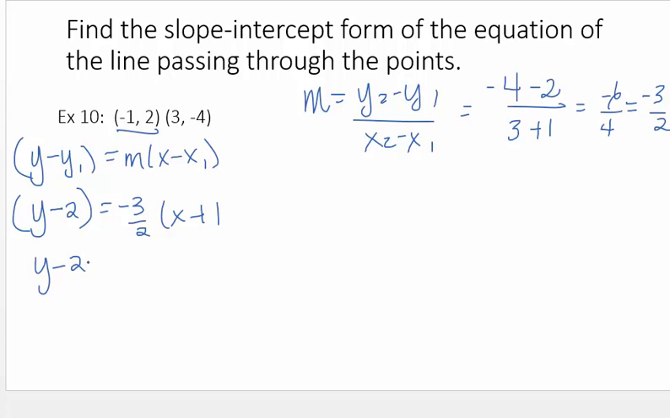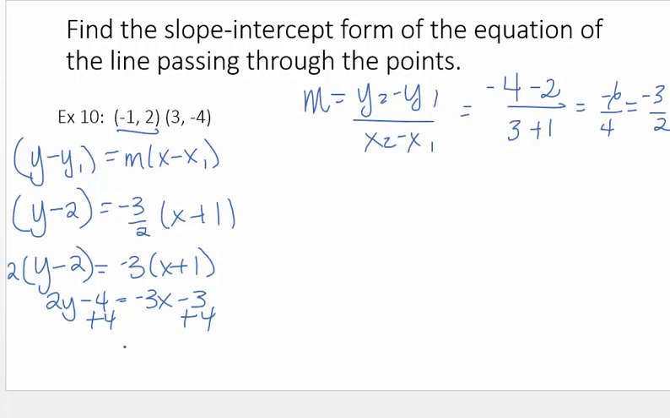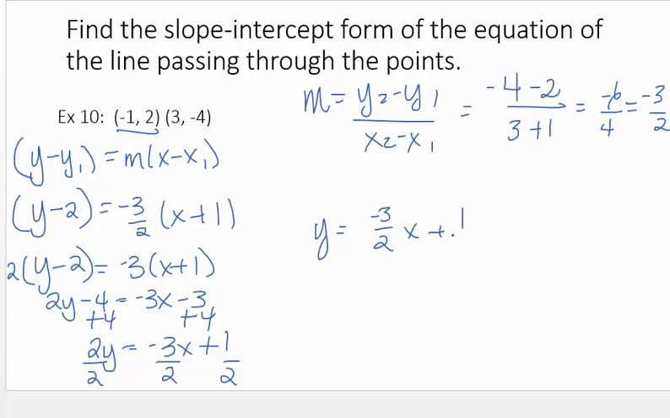So y minus 2, I'm going to get rid of the fraction, so I'm going to put that 2 out here. Now I'm going to distribute both sides. Now my goal is to solve for y, so I'm going to add 4. Negative 3 plus 4 is a positive 1. Now I have to divide through by 2. I know you shouldn't go to the side, but I ran out of room here. So my answer will be negative 3 halves x plus 1 half.